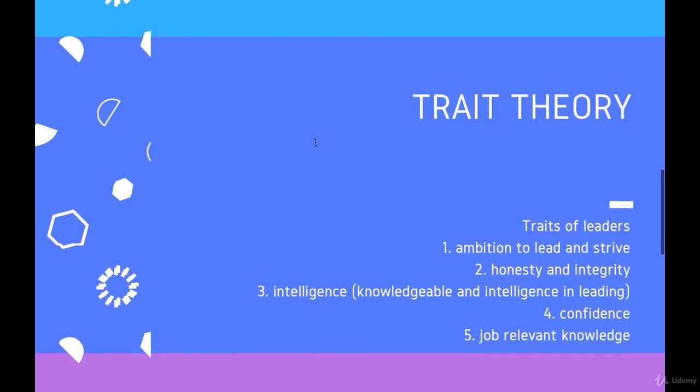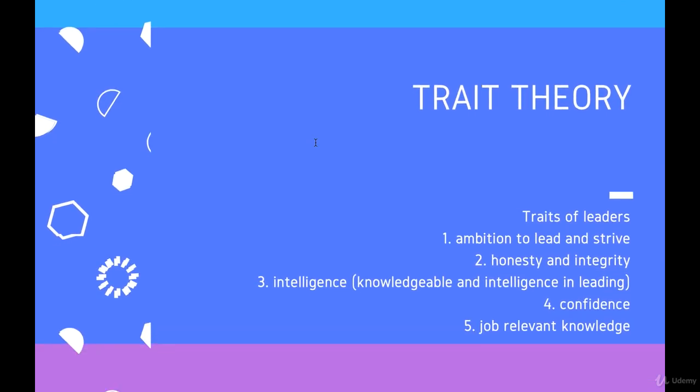After the great man theory, people developed the trait theory. And there are basically 5 traits that the trait theory says every leader has. So the traits of leaders are ambition to lead and strive, honesty and integrity, intelligence, so knowledgeable and intelligent in leading, and then confidence and job-relevant knowledge. First of all, let's start talking about the first trait, ambition to lead and strive.